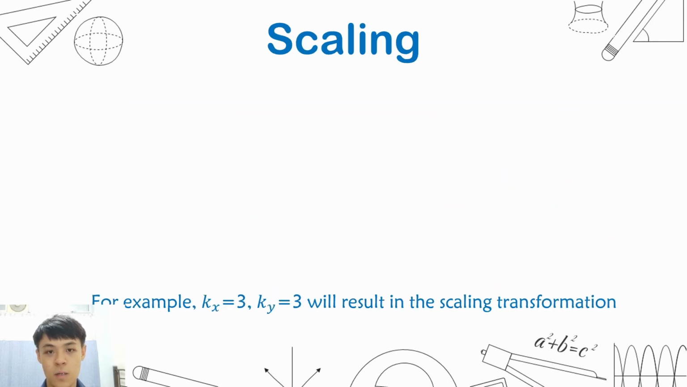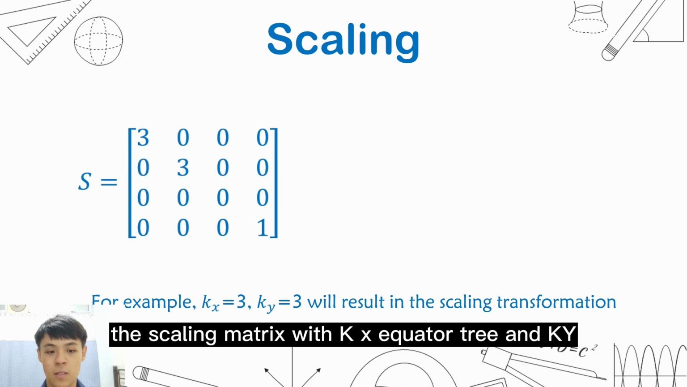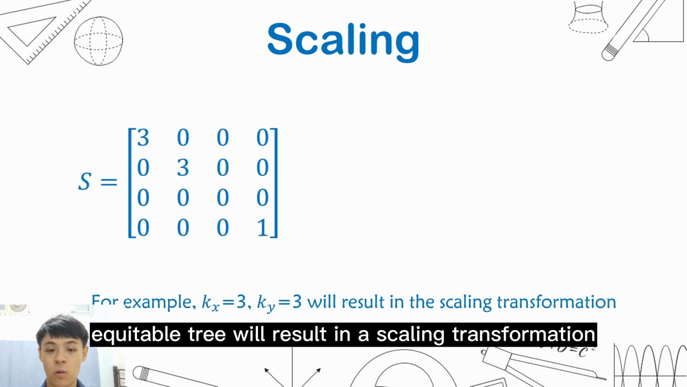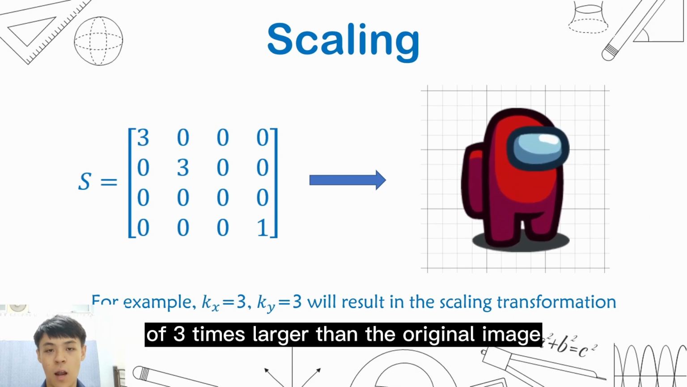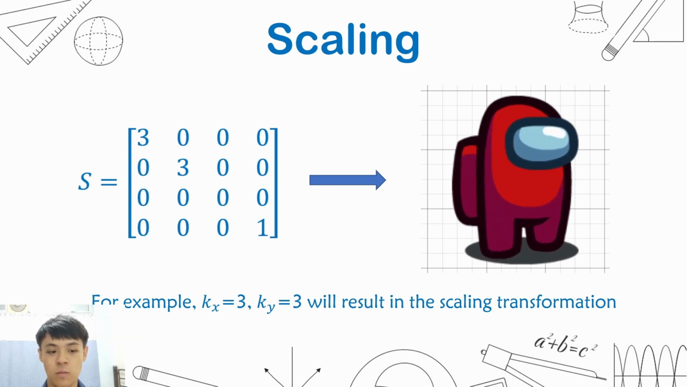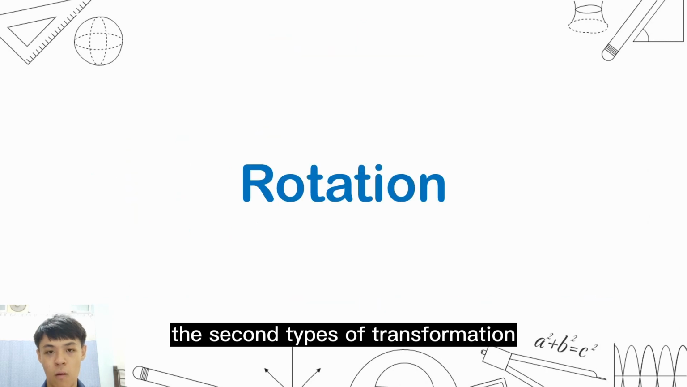For example, the scaling matrix with kx equal to 3 and ky equal to 3 will result in a scaling transformation 3 times larger than the original image. The second type of transformation in computer graphics is rotation.